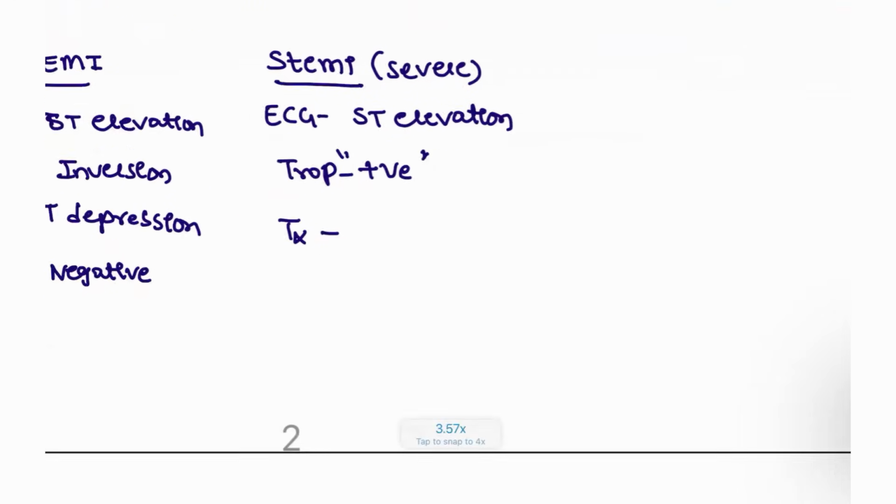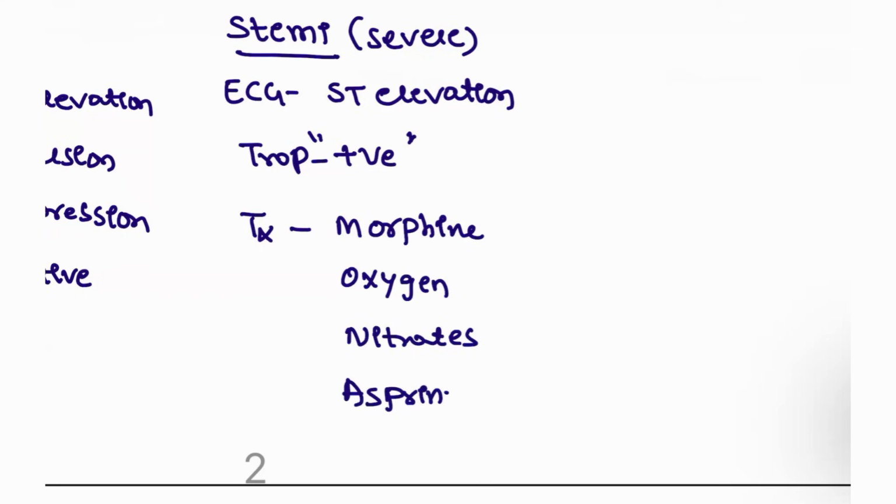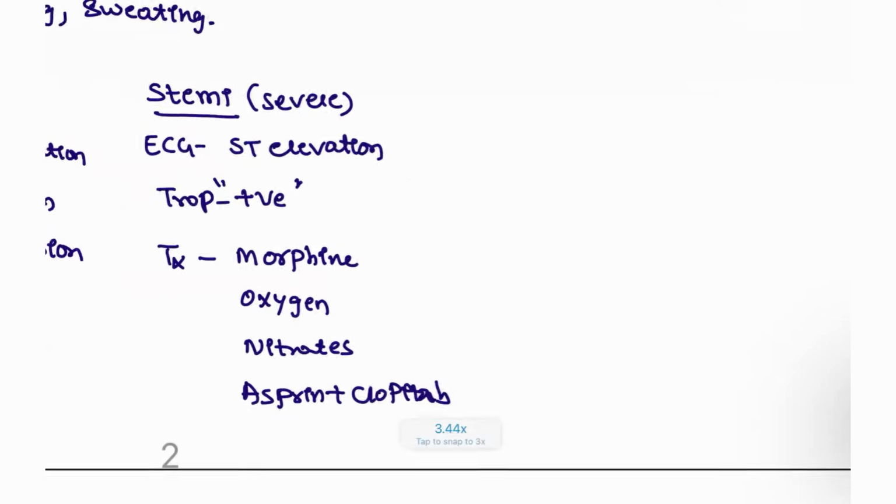Here the treatment will be morphine, oxygen, and also the patient should be given nitrates to treat the vasodilation, and at the same time aspirin plus clopidogrel, the dual antiplatelet therapy, should be given for this patient. Okay, this is the basic treatment, but you have to treat as soon as possible. Either you are going to open the graft or you are going to do the PCI intervention.